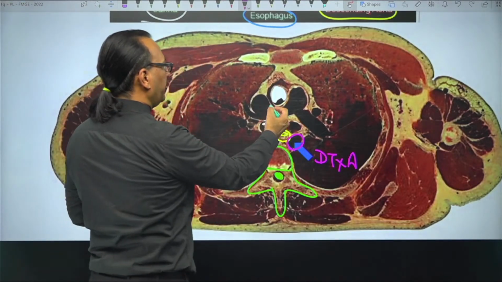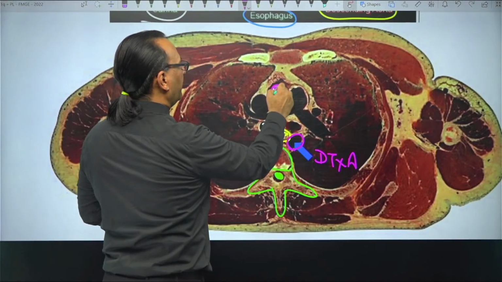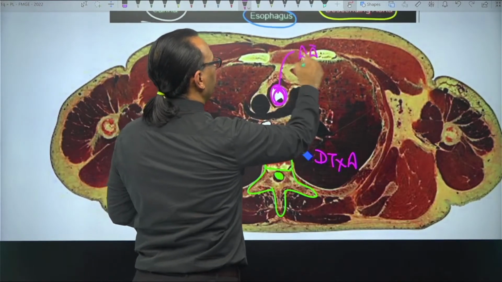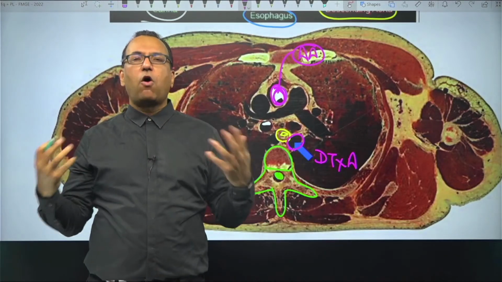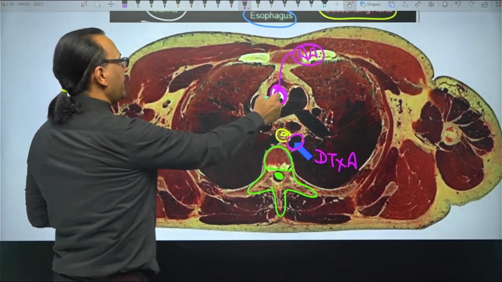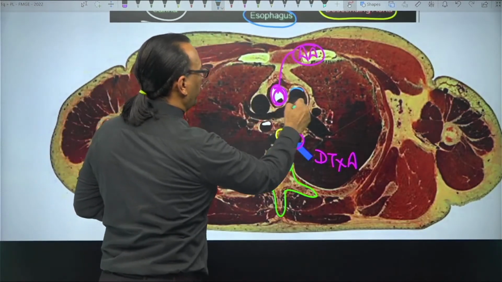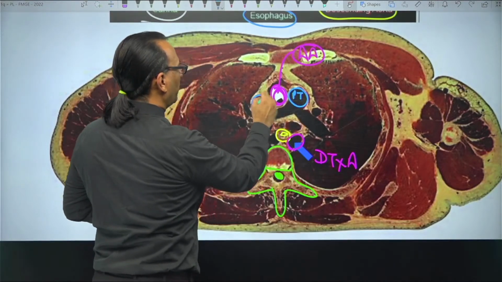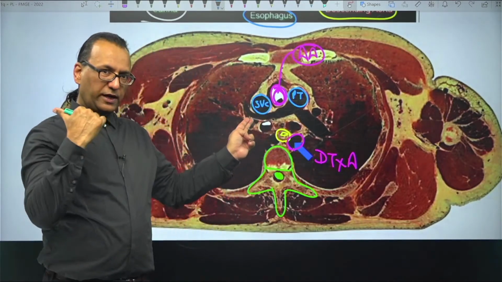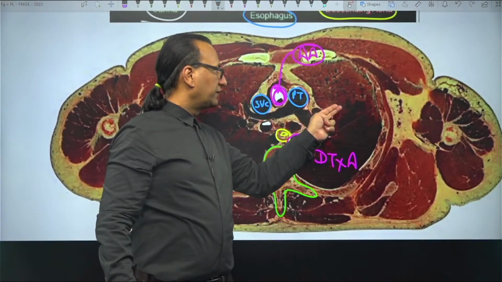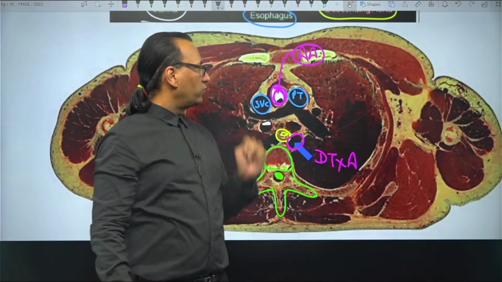Ascending aorta will be sandwiched. And if the ascending aorta is sandwiched, it is sandwiched between which two vessels which are carrying deoxygenated blood? The ascending aorta is sandwiched between the pulmonary trunk and the superior vena cava. Now, the superior vena cava is to the right side, and the pulmonary trunk is to the left side, sandwiching the ascending aorta.